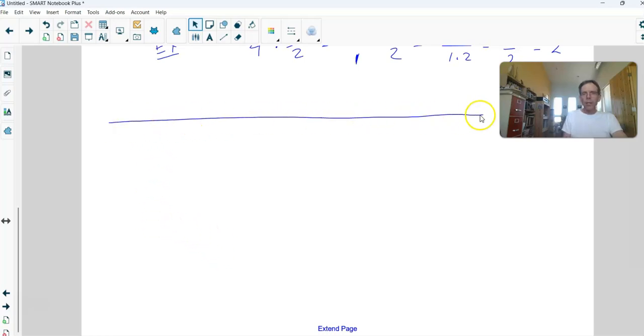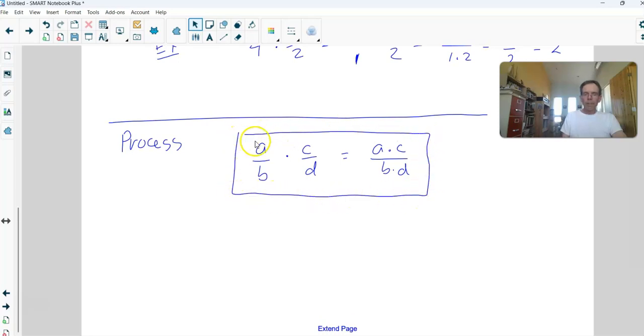Here's just a general way to think of the process. If you have a fraction a over b times c over d, where a, b, c, and d are just some whole numbers, we multiply the numerators and we multiply the denominators. It's that easy. Multiplication is the easiest operation, as they call it, to do on fractions. So, all right.